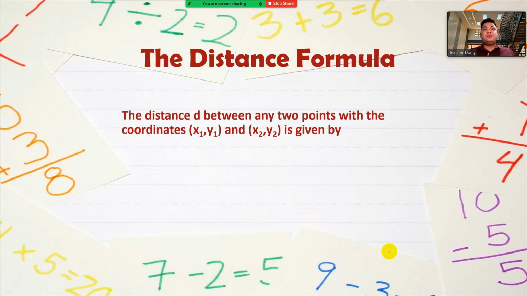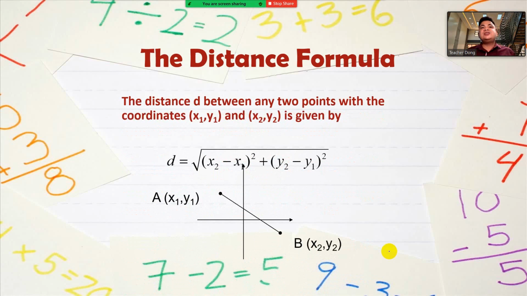Next, the distance formula. The distance, symbolized by D, between any 2 points with the coordinates x sub 1, y sub 1 for the first point, and x sub 2, y sub 2 for the second point is given by... just remember that to locate a point in a Cartesian coordinate plane, you have to have your coordinates, your x and your y values. Now, the formula is to substitute the coordinates of the first point and the coordinates of the second point. So, distance is equal to the square root of the quantity x sub 2 minus x sub 1 squared plus the quantity y sub 2 minus y sub 1 squared.